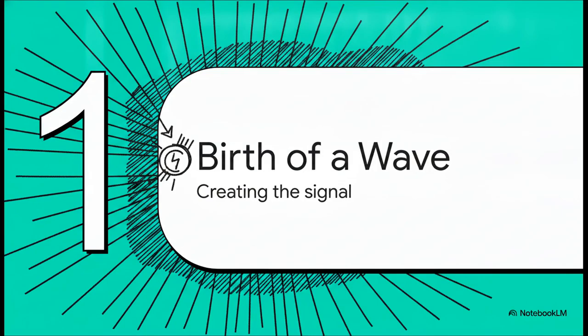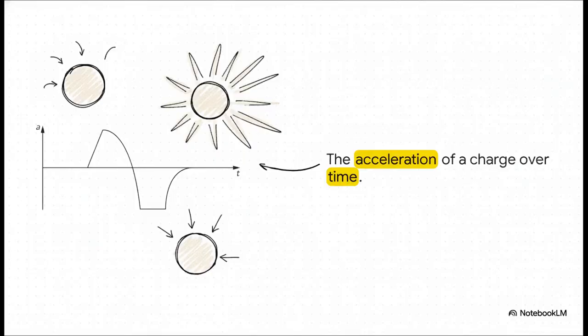Starting with Section 1, Birth of a wave. Because before we can steer a signal across the world, we really have to understand the absolute simplest physical case, which is how a wave is initially created by a single accelerating electrical charge. Picture a single electrical charge just sitting there, totally still. Suddenly, it accelerates upwards, then rapidly decelerates and stops. That specific abrupt motion, that's the spark. That is the physical event that actually creates the wave we want to study.